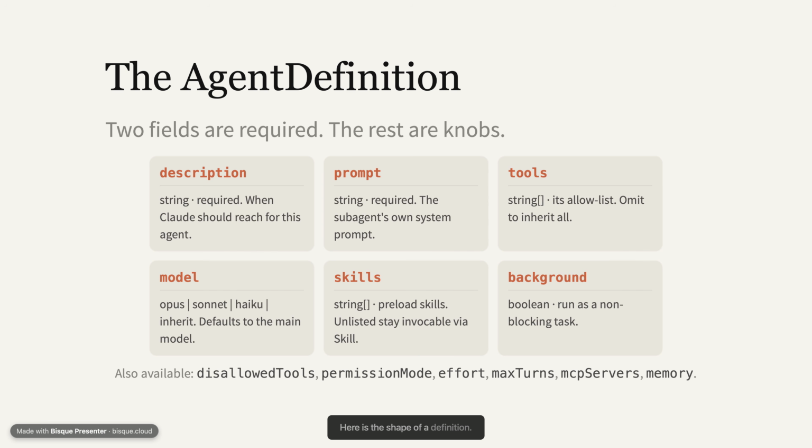Here is the shape of a definition. Only 2 fields are required. Description, the natural language hint Claude uses to decide when to delegate, and prompt, the subagent's own system prompt where its expertise lives. Everything else is optional. Tools is the agent's allowed list, and we will come back to it. Model lets a subagent run on a cheaper or stronger model than the main one. Skills preloads skill content. Background makes it non-blocking, and there are more knobs underneath for permissions, effort, and turn limits.